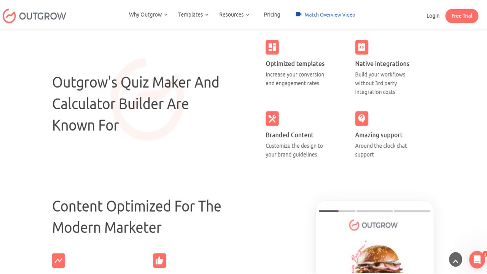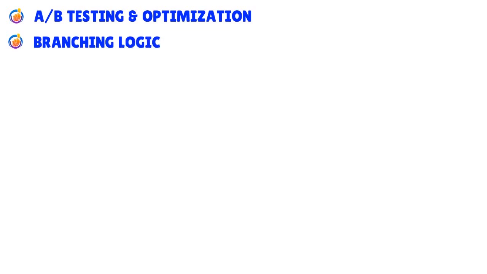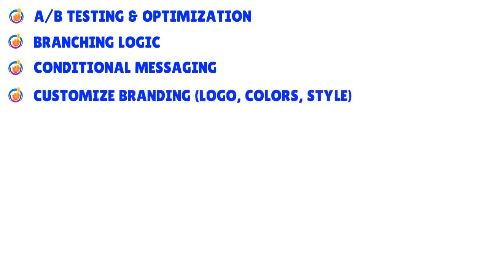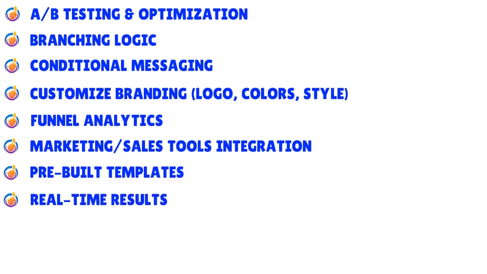If you are going to be an Outgrow user, you need to know about these features. You have A/B testing and optimization. You have branching logic. You have conditional messaging, branding customization. So we're speaking here about the customization of logos, colors, styles, and what have you. You have funnel analytics, which can be really helpful if you're trying to build or manage your sales funnel. And you also have marketing sales tools integration. You have pre-built templates. You have real-time results.